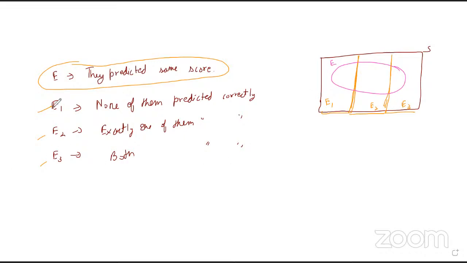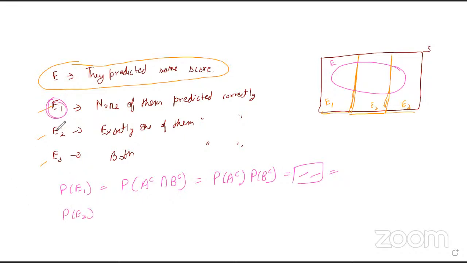Okay, let's look at the information. Do I know the probability of E1? None of them predicted correctly means that A has predicted wrongly and B has predicted wrongly. I also know that they are doing it independently, so I can use the multiplication rule. I know the probability of them predicting correctly and incorrectly, so I can compute this one. So I have information about E1.